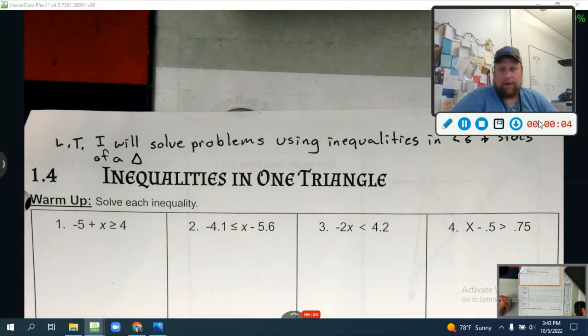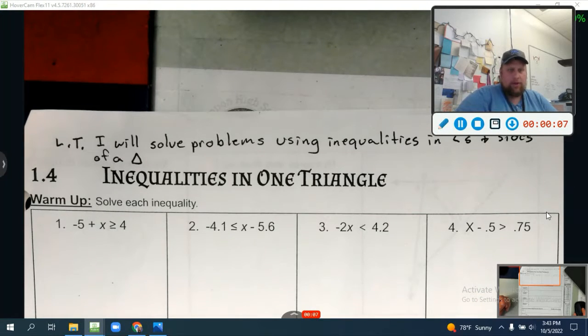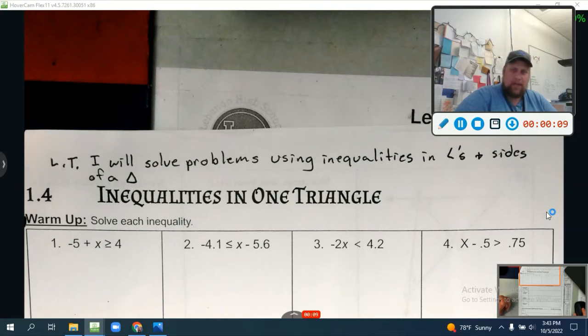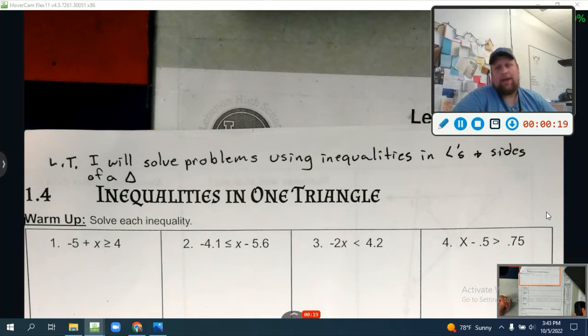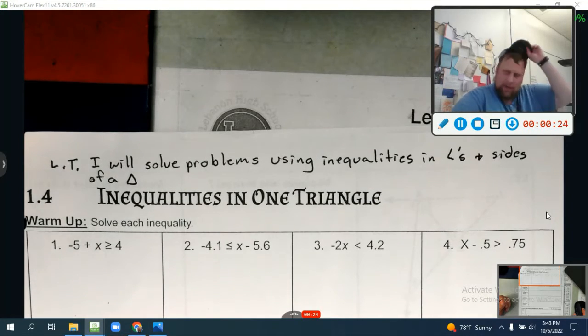We're going to talk about 1.4. The learning target is: I will solve problems using inequalities in angles and sides of a triangle. As you know, I'm going to move along, so whenever I say something new, feel free to pause it, write down what you need to write down, and then move on. That's the power of this. That's why I don't wait that much. I'll usually give a little call out like right now.